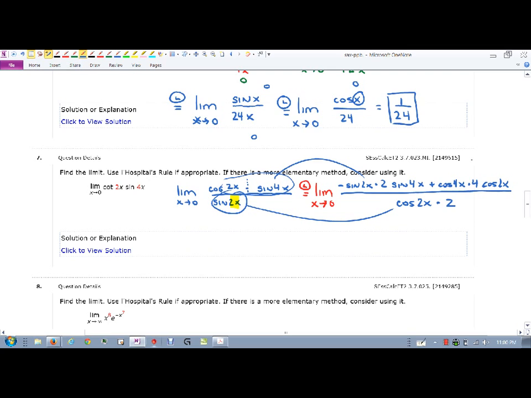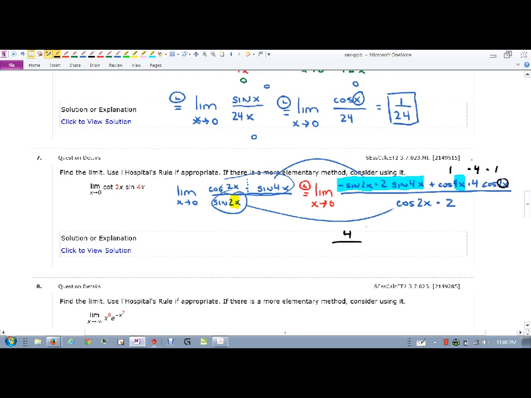Now let's let x go to 0. If x is 0, this is 0. Sine of 0 is 0. That kills all of this off. And then this is 0. Cosine of 0 there would be 1. Then times 4, and then this is 0, so cosine of 0 is 1. So that's just 1 times 4 times 1, which is 4.